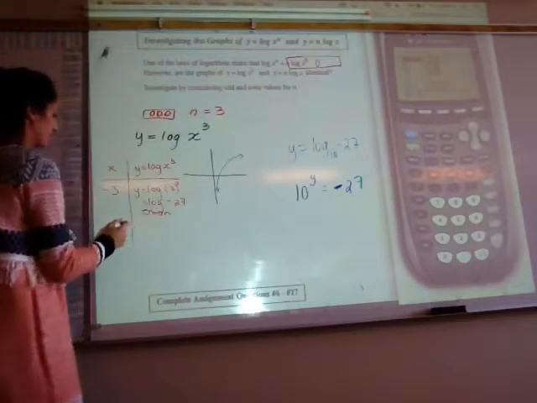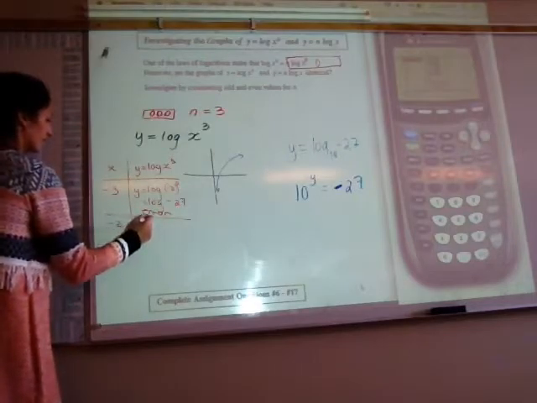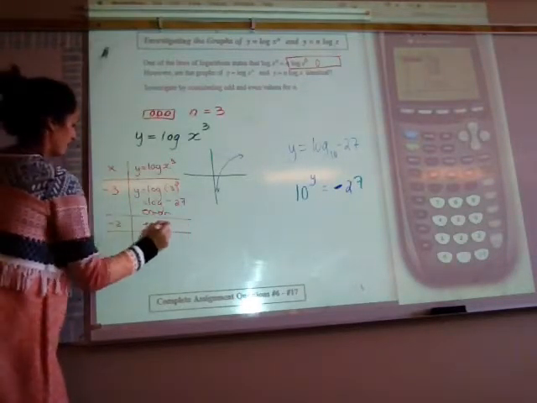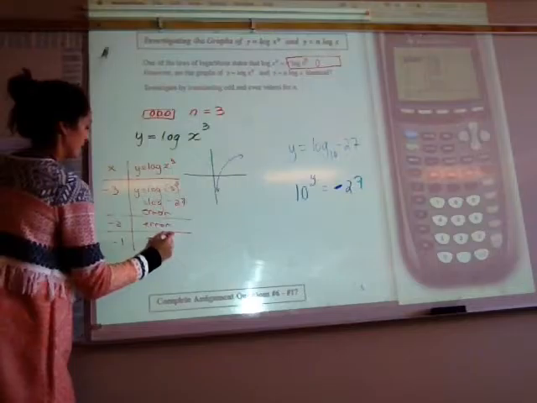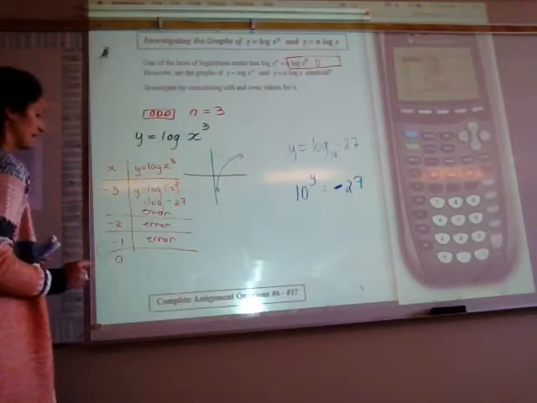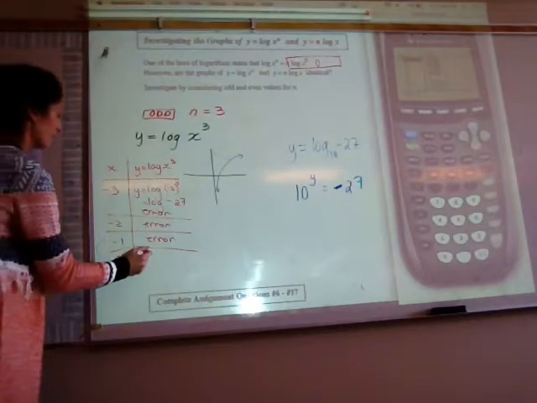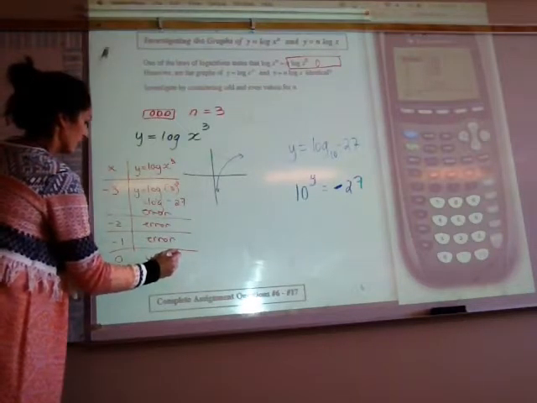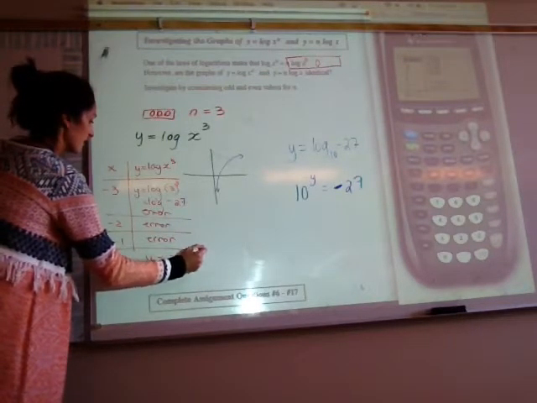Okay, so we have an error for negative 3, for negative 2 we have an error, for negative 1 we have an error. Okay, why do we have an error at 0? Let's test it. Y will equal log of 0 cubed.